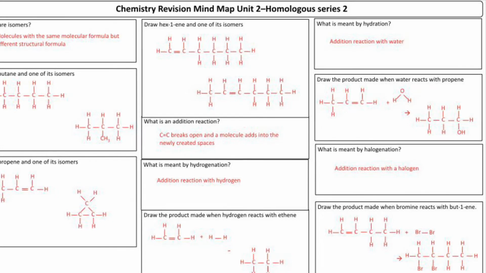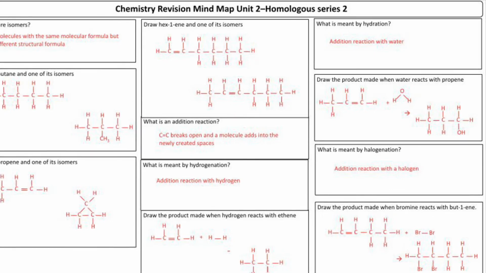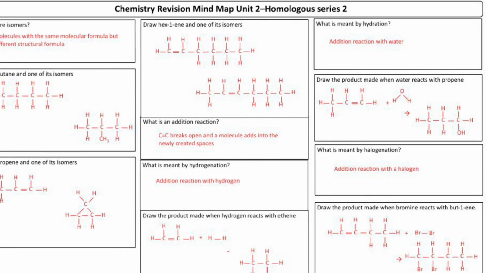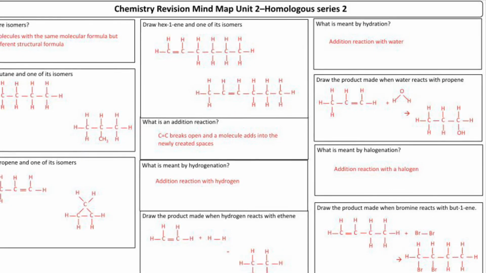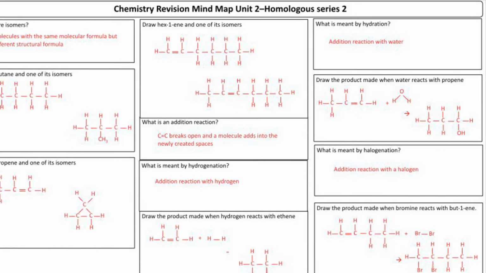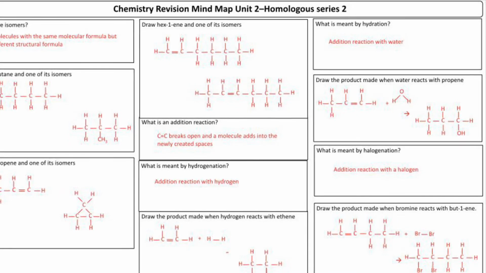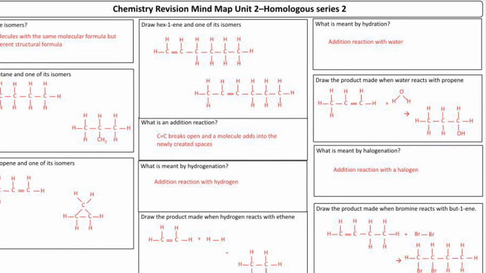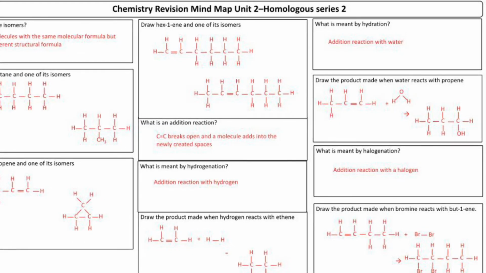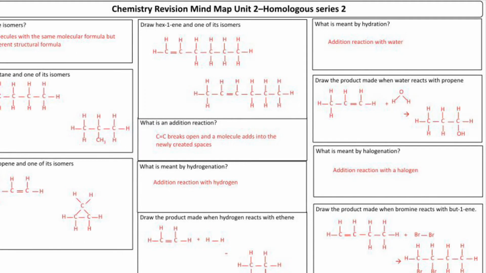Hydration, that is where it's done with water, where hydrogen will add to one and OH, a hydroxyl unit, will add to the other. And if it's done with a halogen, as with the bromine test, then we've got the same idea there. We'll finish up with a bromo halogen.